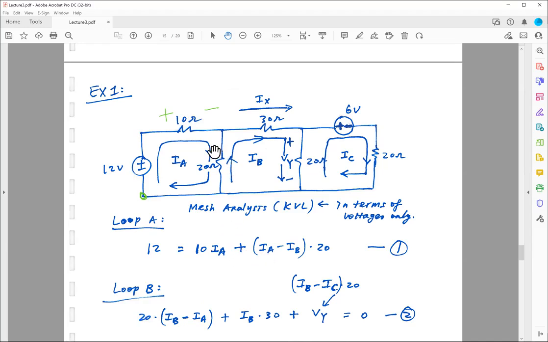Okay, so now if I keep following this current flow, I see that the current is entering this 20 ohm resistor.